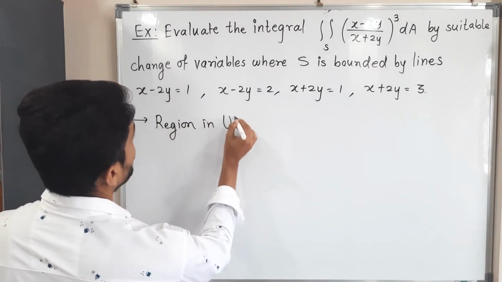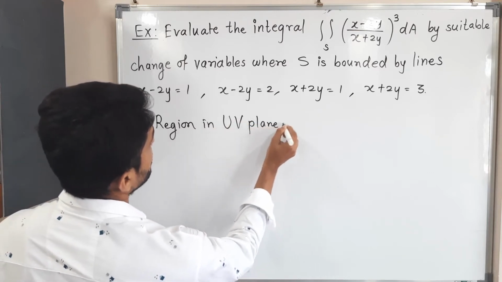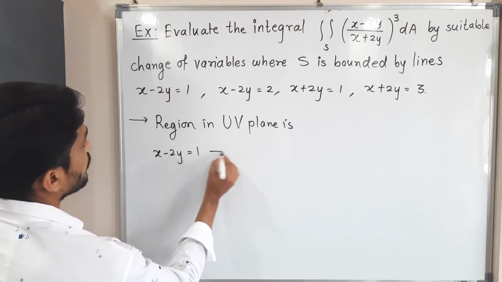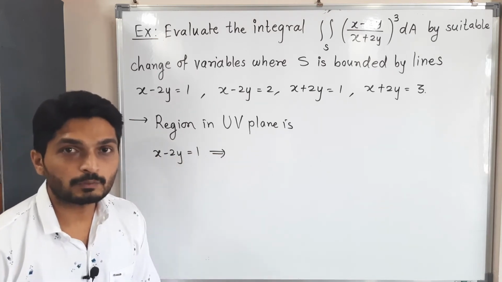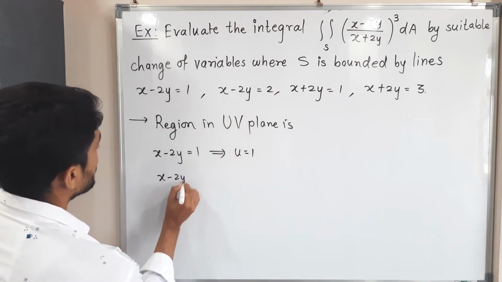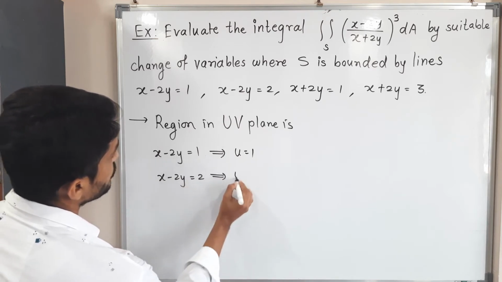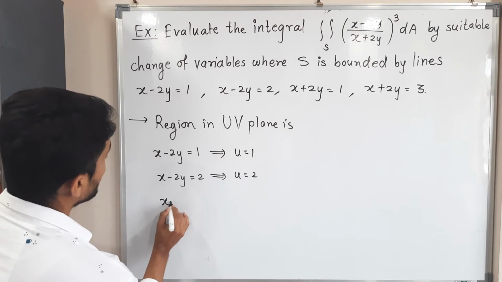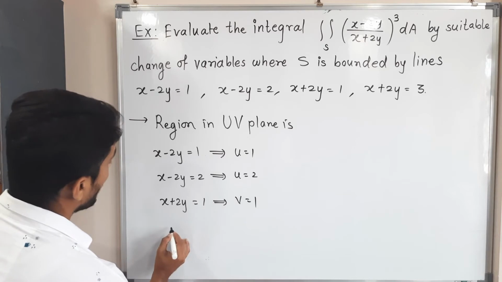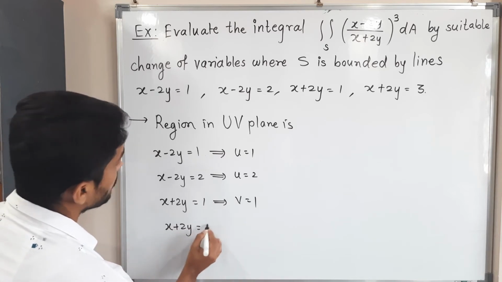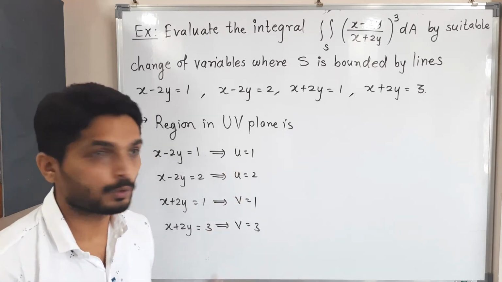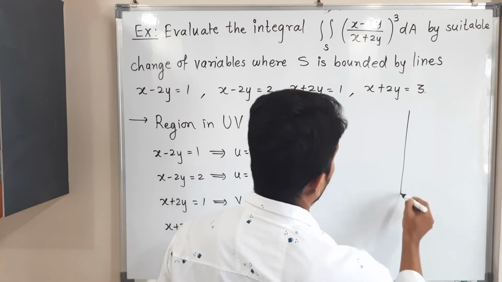in the UV plane is, we have the equation x minus 2y is equal to 1, but we are putting x minus 2y equal to u, so here u is equal to 1. Next, x minus 2y is equal to 2, this is our u, so u is equal to 2. Next, x plus 2y is equal to 1, this is v, so v is equal to 1. And x plus 2y is equal to 3, so v is equal to 3. So the region is bounded by these four curves. If we draw the diagram, it will be like this.